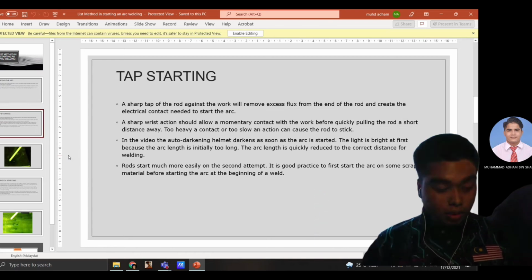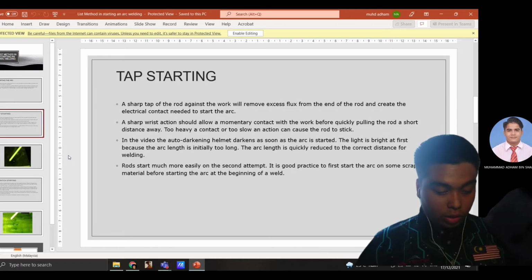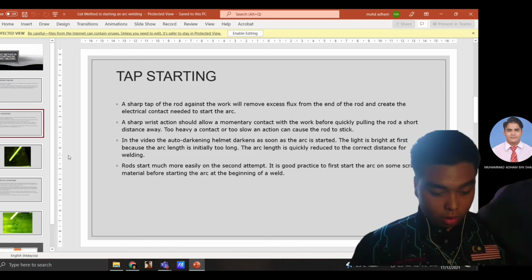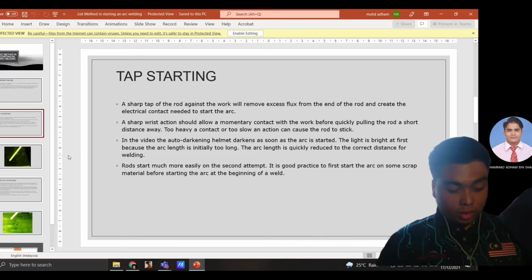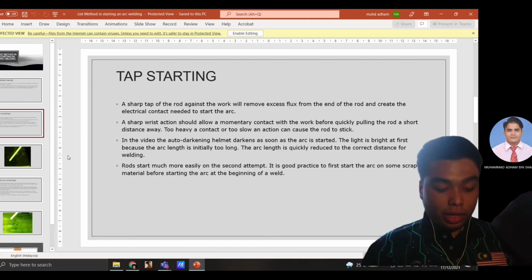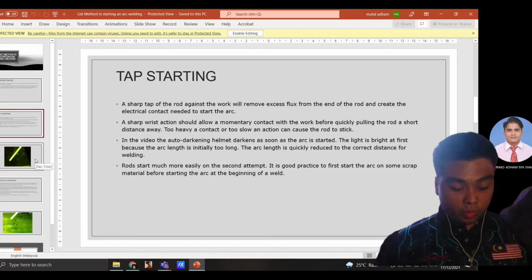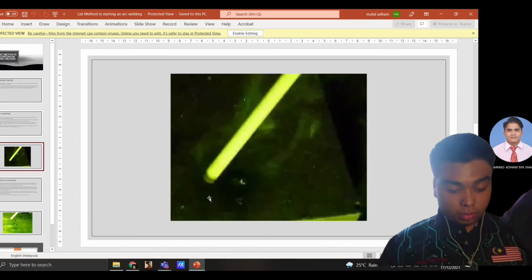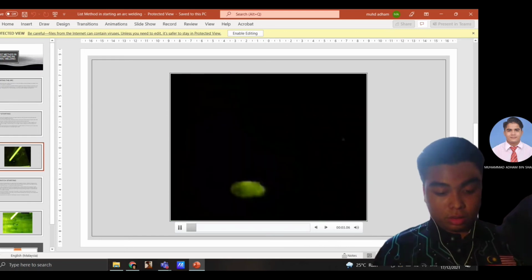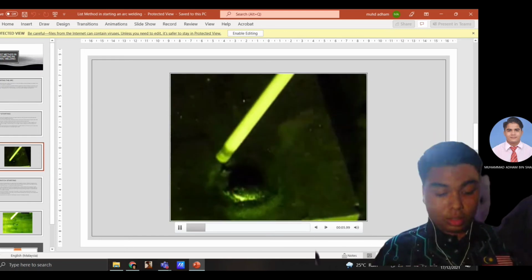In the video, the auto-darkening helmet activates as the arc is started. The light is bright at first because the arc length is initially too long. The arc length is quickly reduced to the correct distance for welding. Rods start much more easily on the second attempt. It is good practice to first start the arc at the beginning of the weld.